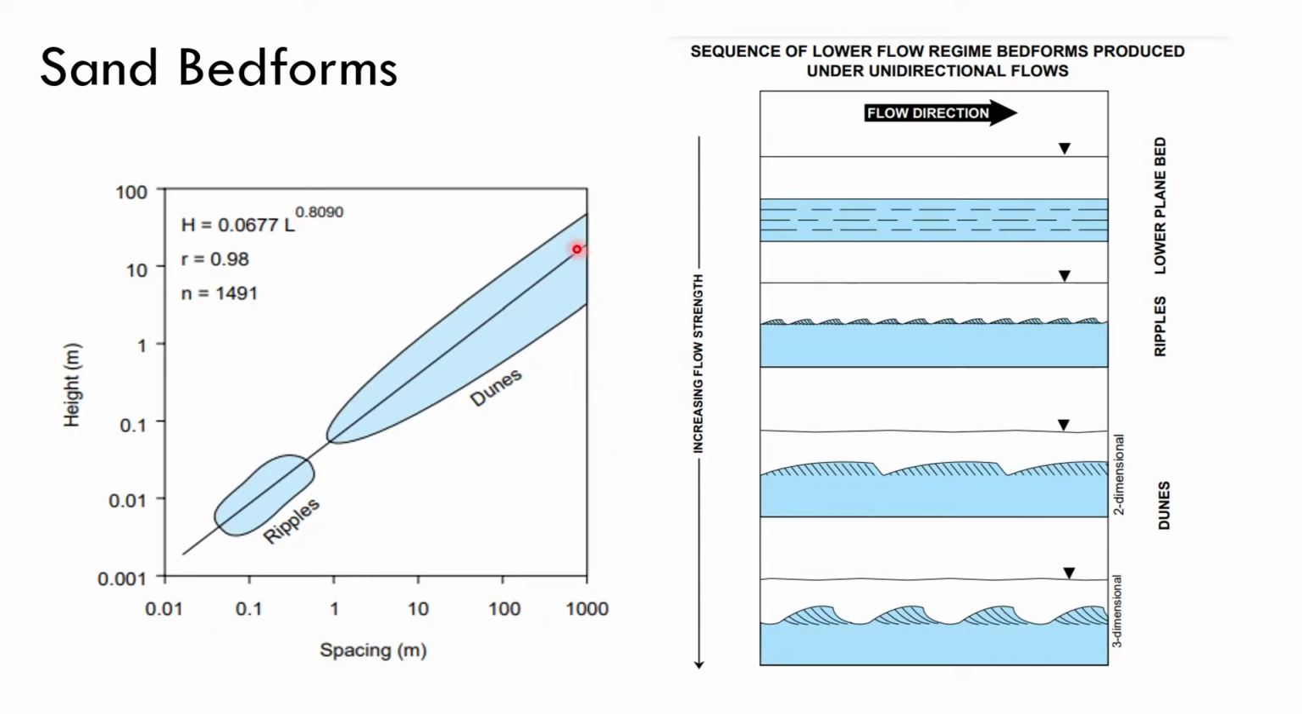And so again, just to reiterate the height and spacing of ripples versus dunes, this graph illustrates that. Ripples are less than 10 centimeters in height and less than 1 meter spacing, and then dunes are basically everything above that.